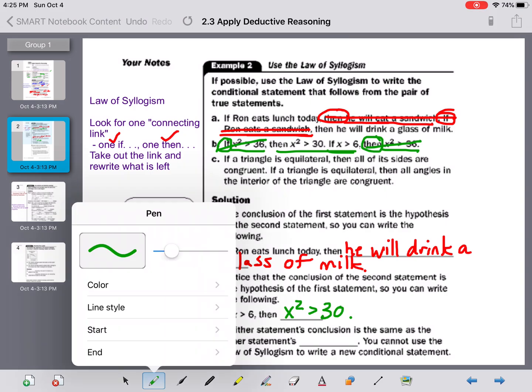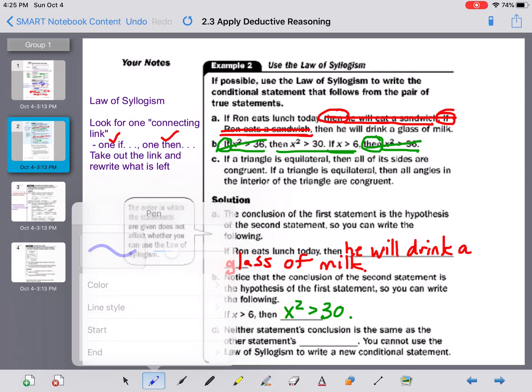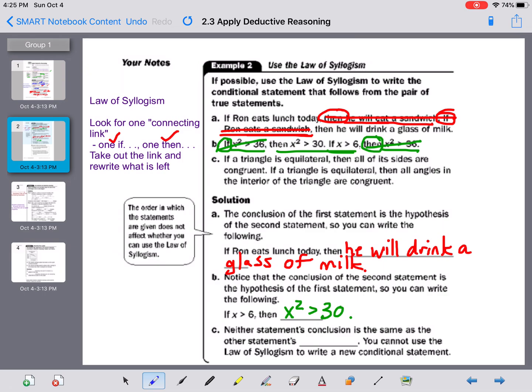All right, third example here. If a triangle is equilateral, then all of its sides are congruent. If a triangle is equilateral, then all angles in the interior of the triangle are congruent. I see triangle equilateral, so I see something matching. This one has an if. This one has an if. That's not good for us. We need one if and one then. Since I have two ifs, I cannot cross off a connecting link.